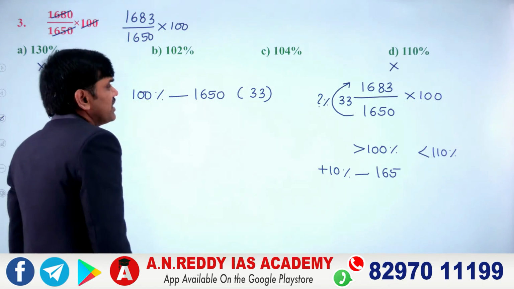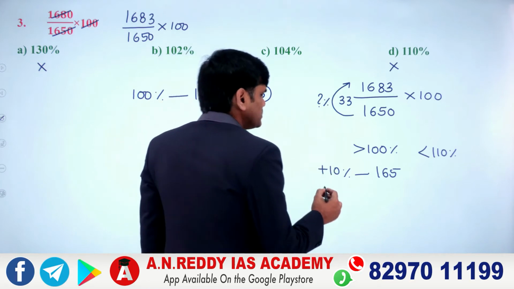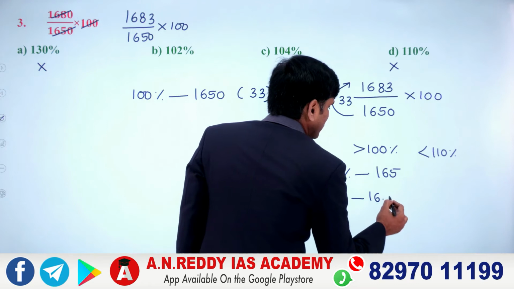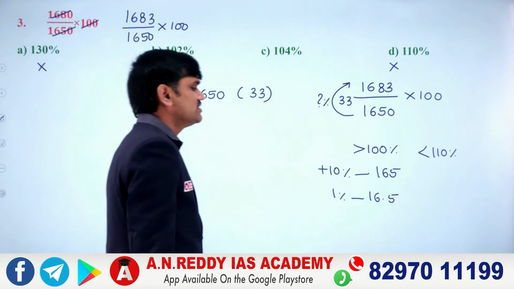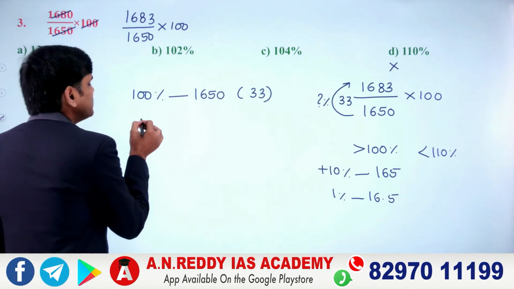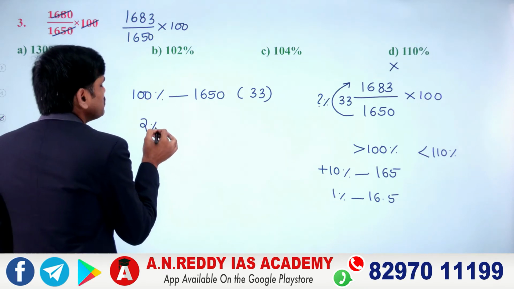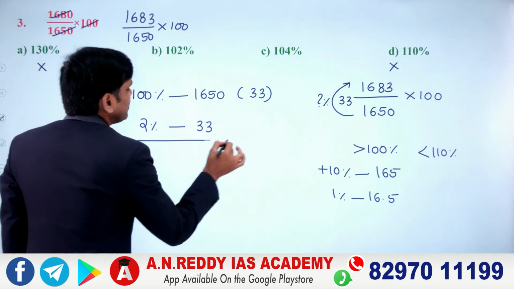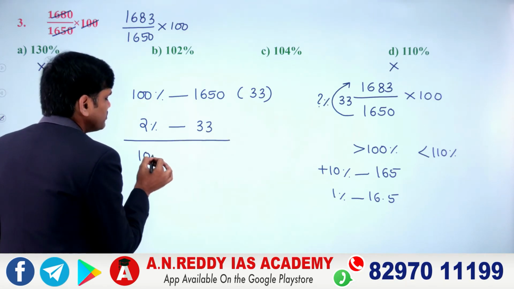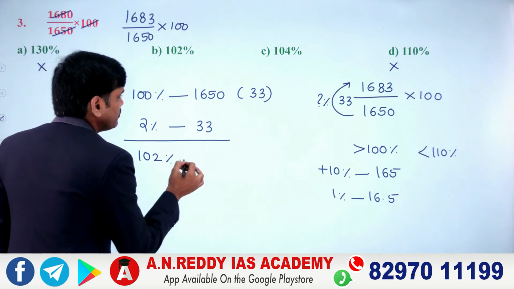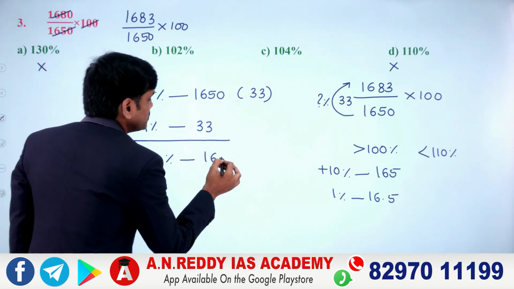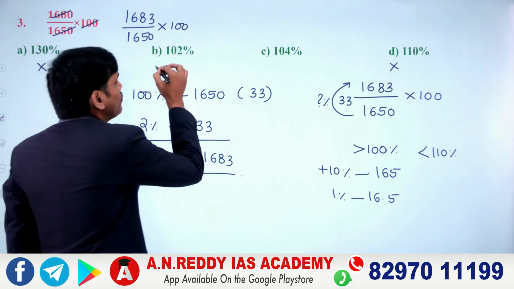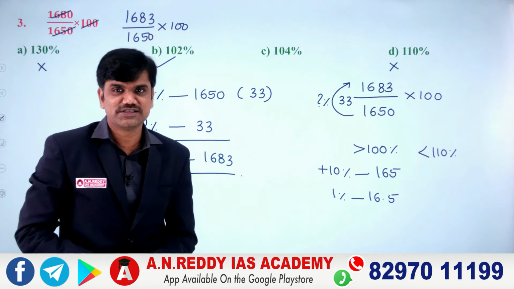Now let us check. Can I go by 1%? 1% is how much, dear? 1% it will be 16.5. So definitely I can go for it. 1% is 16.5. 2% it will be how much? 33. So for 100%, if I am adding 2%, I will reach my target. Hence the answer must be how much? 102% will be equal to 1683. Hence your answer has to be 102%.